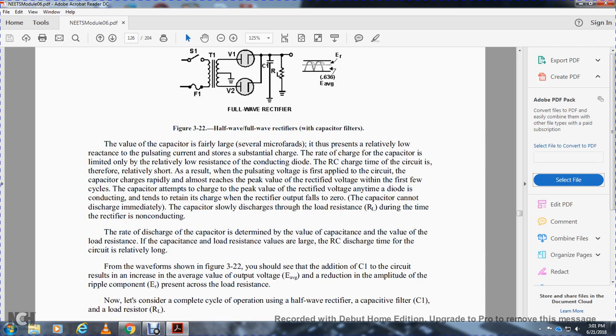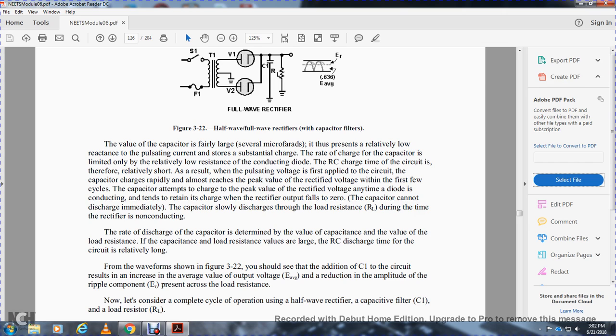The value of the capacitor is fairly large, in the microfarad range, and with the presence of relatively low resistance, the pulsating current stores a substantial charge. The rate of charge of the capacitor is limited only by the relatively low resistance of the conducting diode, so the RC charging time of the circuit is relatively short. As a result of the pulsating voltage first applied to the circuit, the capacitor charges rapidly, almost to the peak value of the rectified voltage. Any time the diode is conducting, the capacitor tends to retain the charge, and when the rectifier output goes to zero the capacitor cannot discharge immediately.